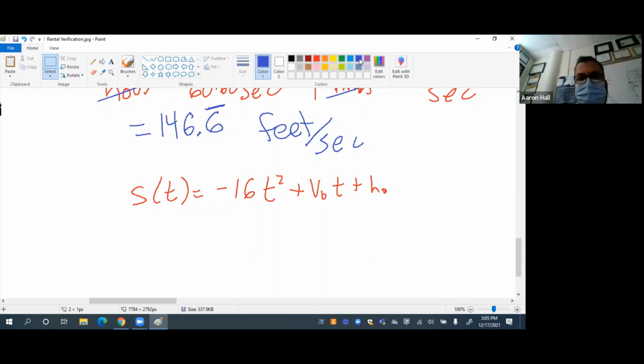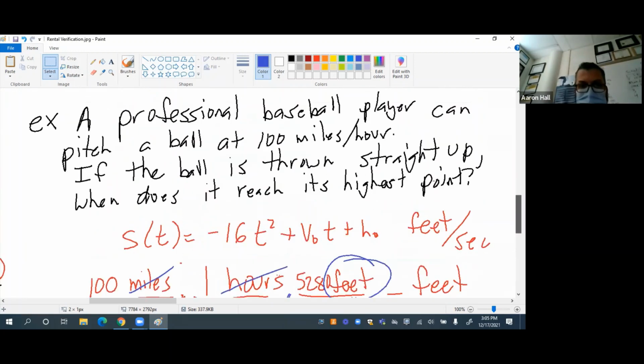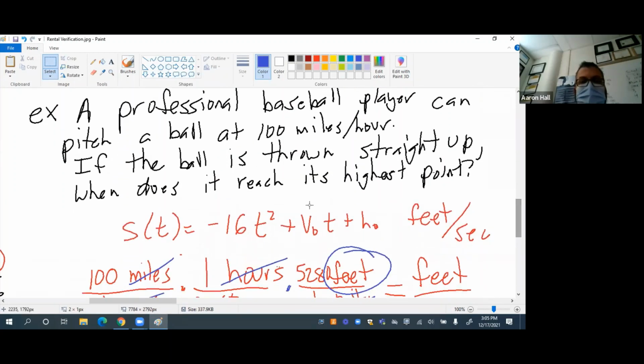Okay, so all right, what do I do? What are we trying to find? What is our goal? I'm not trying to find how high the ball goes. What am I trying to find? How high up it is when it's at its point.